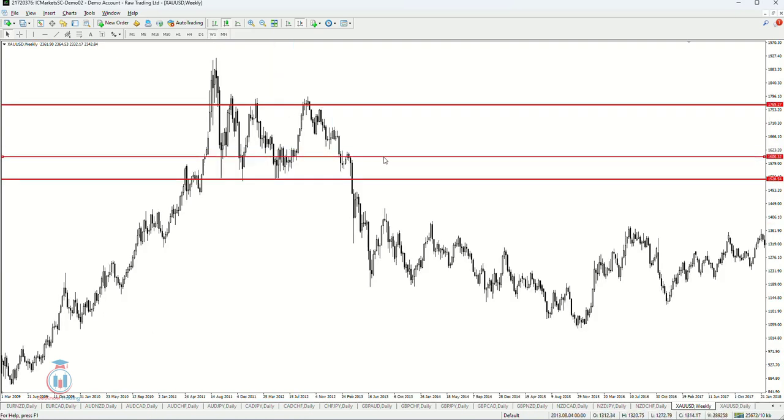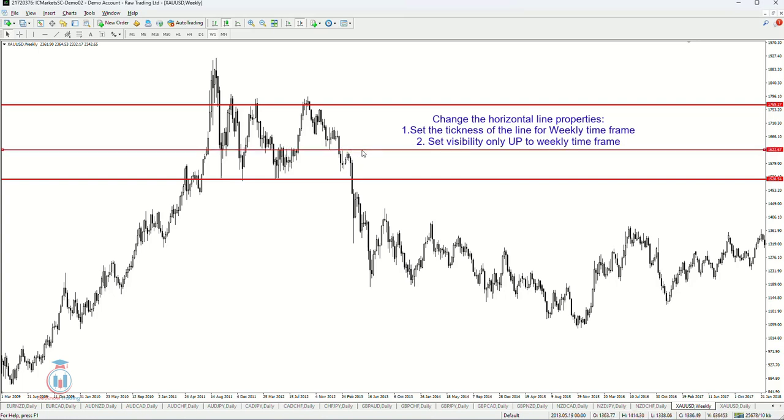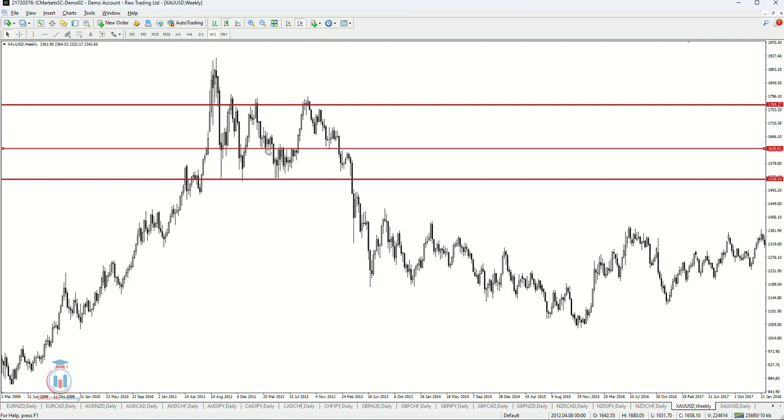That's why it is also always best to change the properties to show only up to this current time frame, and that is, in this case, weekly. Now if we would like to define where the price is touching the support and resistance lines, we can see the price could be right here, because when the price goes down it touches here, and when it goes down again we can see several wicks are touching.